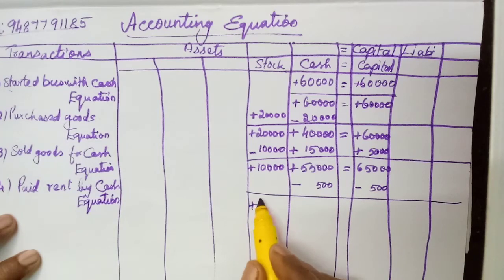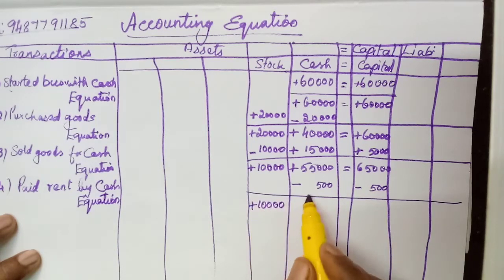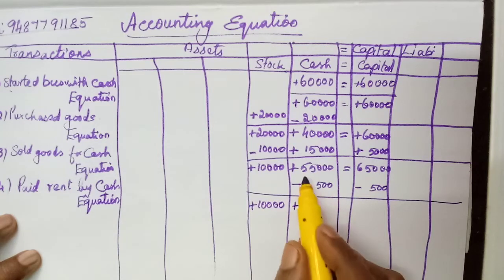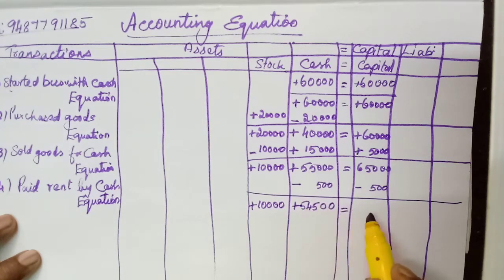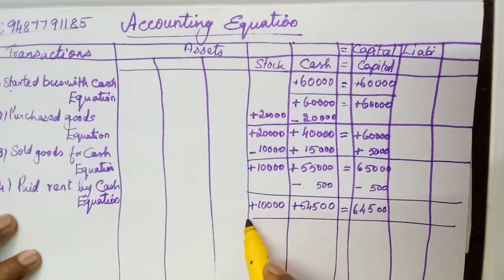Okay, so plus 10,000, then here we should reduce, isn't it? 60,000 minus 5,500 leaves 54,500. You check: 54,500 plus 10,000 is 64,500. So we have got the answer correct.